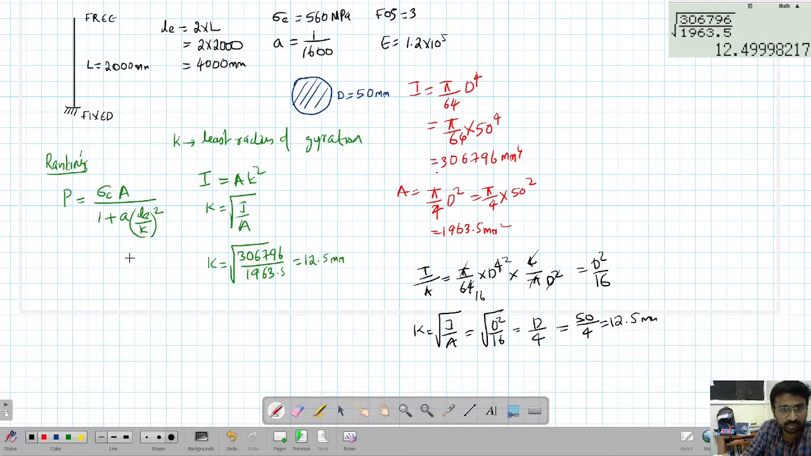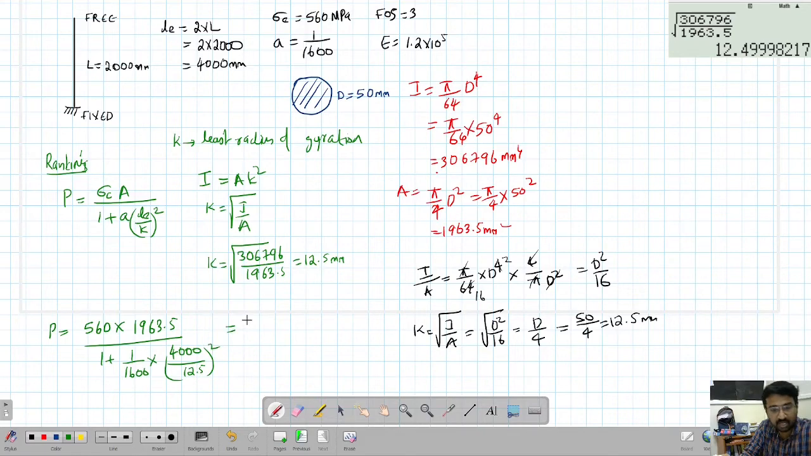Now we just substitute the values. So P equals, what is the value of sigma c? Sigma c is given as 560. Now area, since we have calculated, we can use here 1963.5 divided by 1 plus 1 upon 1600 times LE by k. What is LE? LE is 4000. 4000 by k, which is 12.5, square. Now you have to calculate this, and you have to be very, very careful when you calculate this.